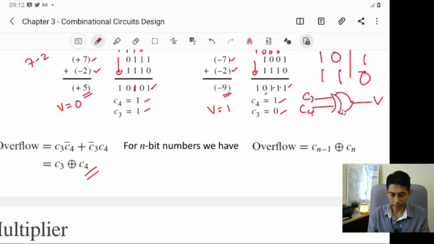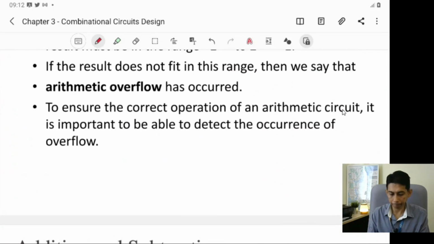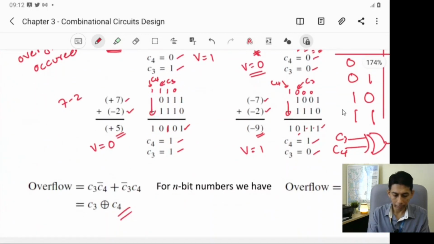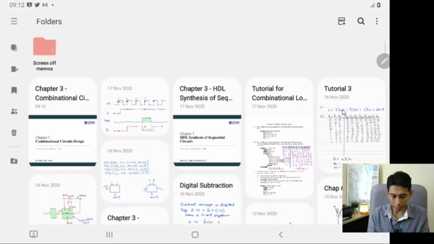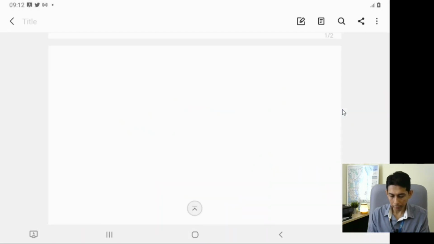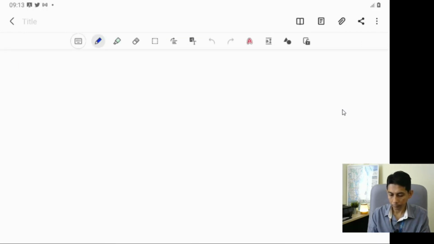In other words, we can have something like this. For example, in our adder subtractor unit, maybe something like this. Let's say, for example, we have a 4-bit adder.